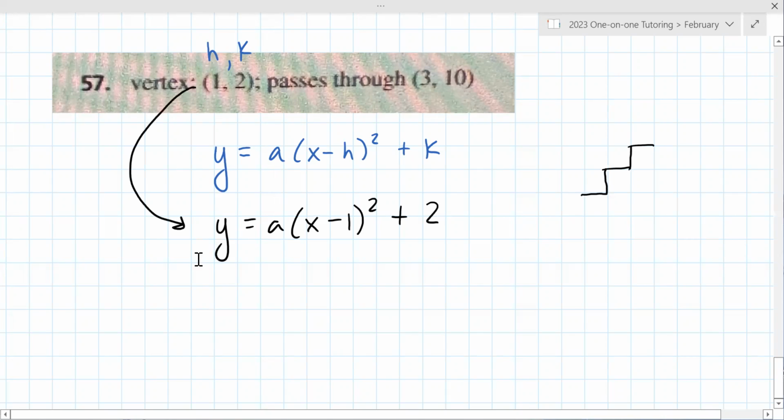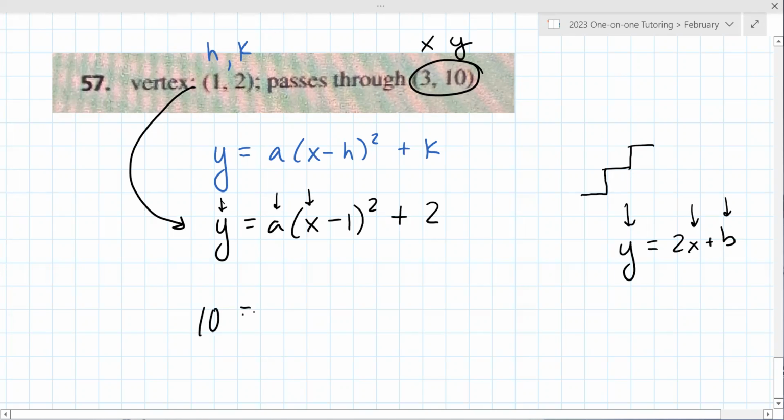Okay. Now you should see that there are 3 unknowns here: y, a, and x. It's kind of like when you were solving linear equations, and you'd get this. See how there's 1, 2, 3 unknowns. So this is an x and a y. Okay. So you're going to put 10 in for y, 3 in for x.